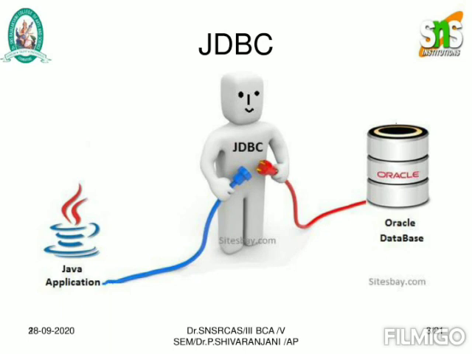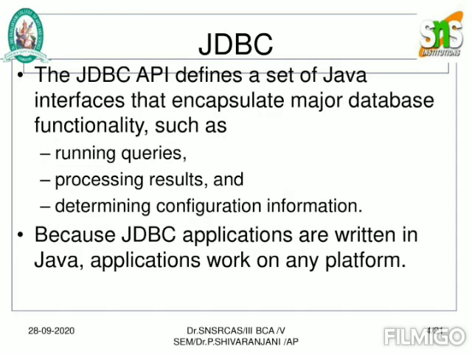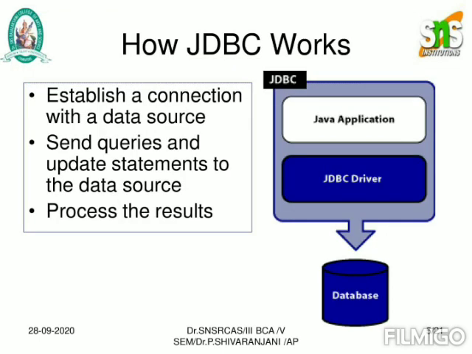The next thing is that the JDBC API defines a set of Java interfaces that encapsulate major database functionality such as running queries, processing results, and determining configuration information, because JDBC applications are written in Java and can work on any platform. Now we'll see how JDBC works.